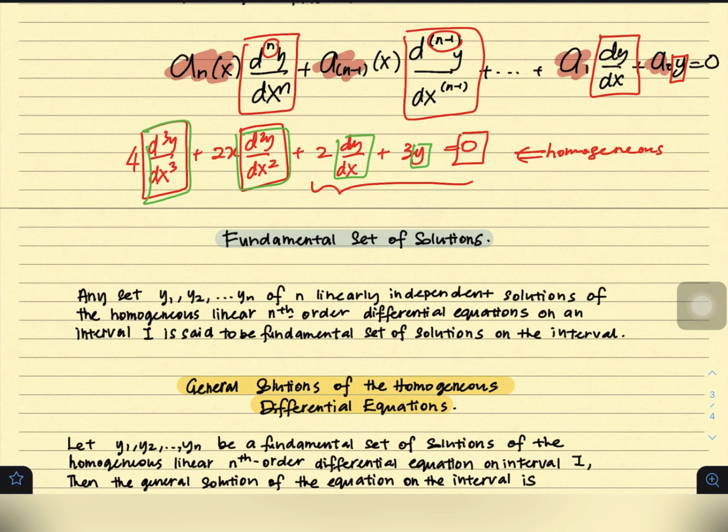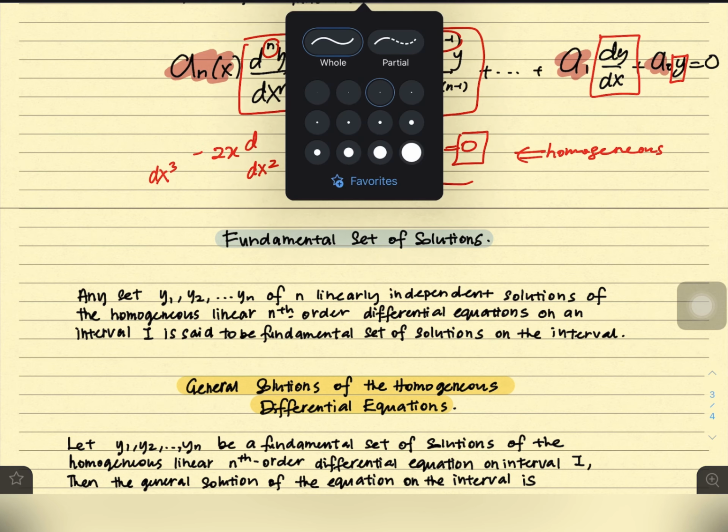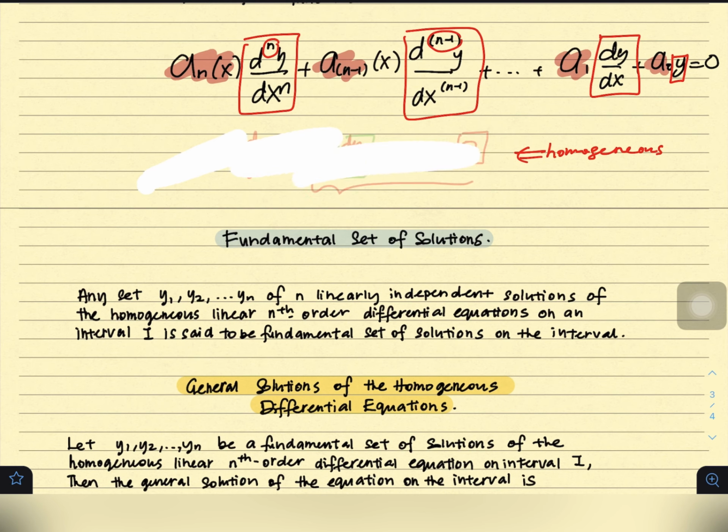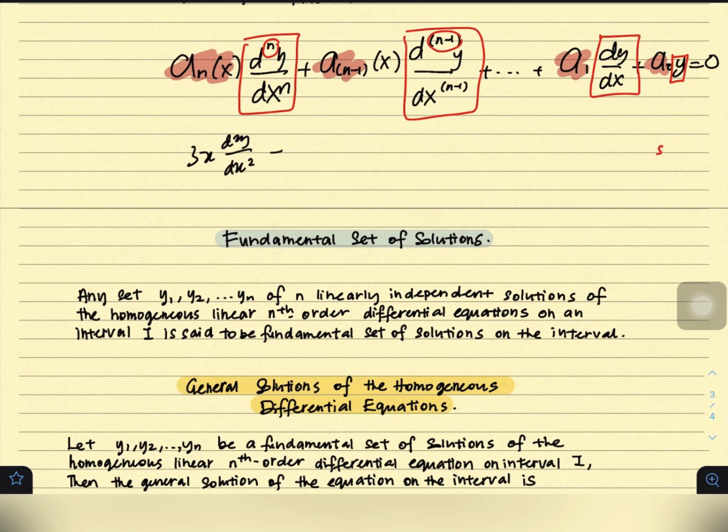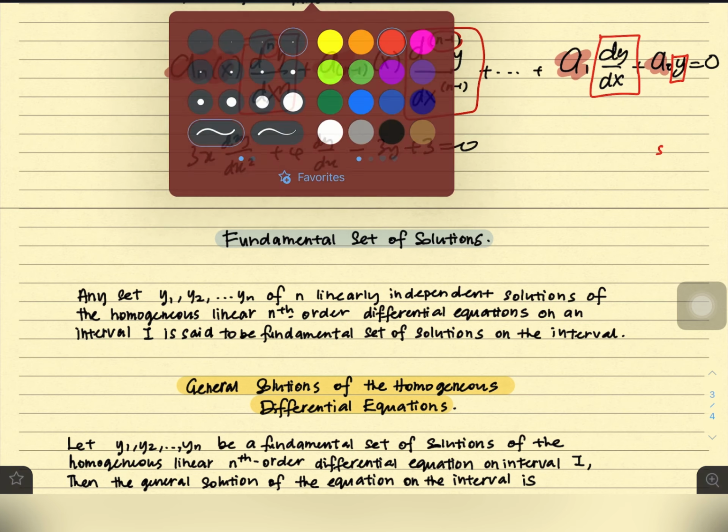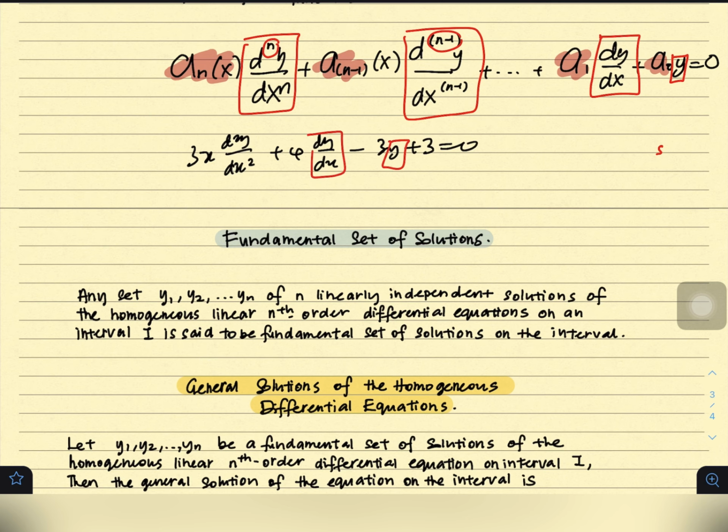Okay, contohnya saya bagi contoh, kalau kita ada differential equation 3x d square y dx square plus 4 dy dx minus 3y plus 3 equal to 0. This one is non-homogeneous. You need to be careful. Why? Because on the left side, we only need to have the dependent variable and its derivative only. Okay, the one that don't have any dependent variable and its derivative must be on the right.